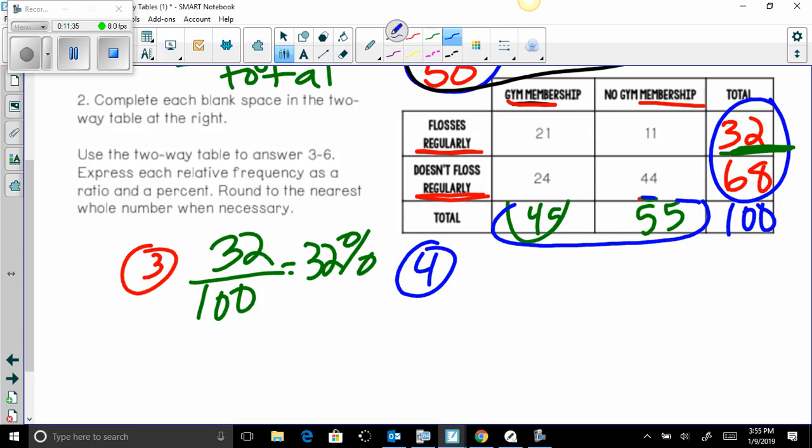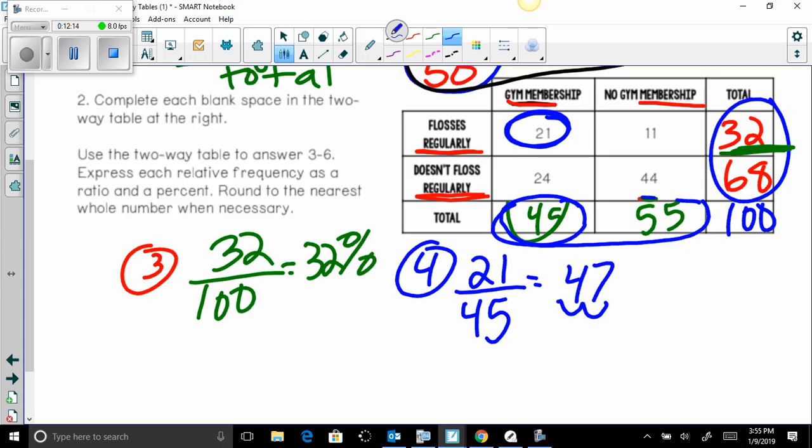All right, number 4. Of the people who own a gym membership, what is the relative frequency of people who floss regularly? So gym membership and they floss regularly. And that would be right here. 21 out of the total people who own a gym membership. How many total people own a gym membership? That is only 45. Because I only want the people who actually own a gym membership. So if I go ahead and divide this in my calculator, I get 0.47, and make it a percent is 47%.